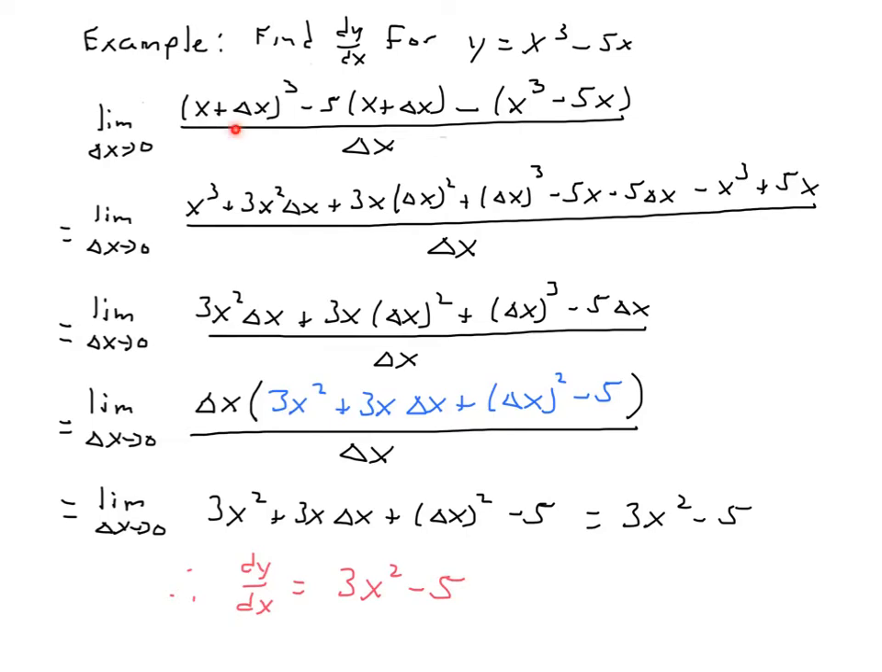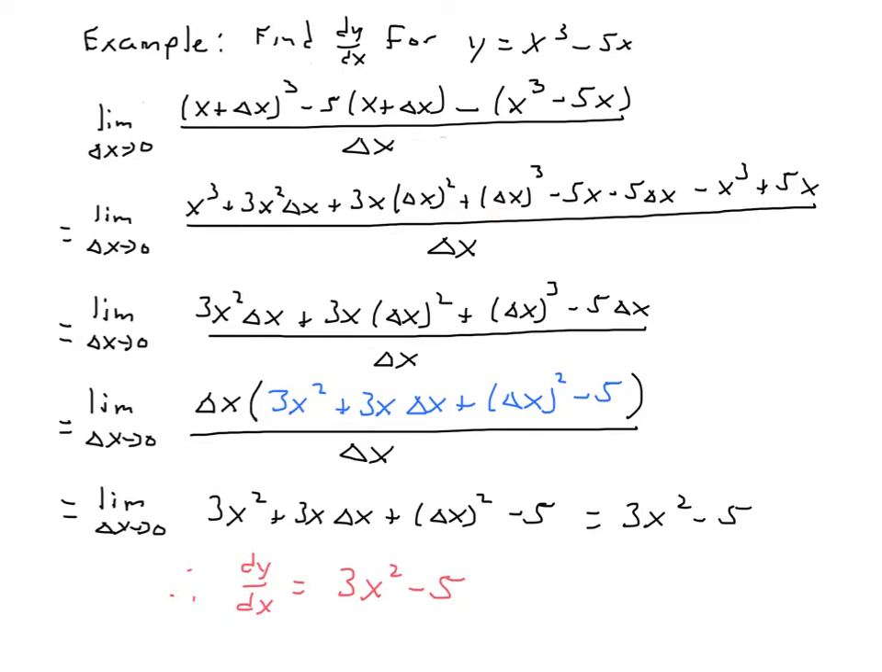With the x plus delta x, that thing to the third power, I have two options. I can remember to go and take x plus delta x times x plus delta x times x plus delta x, or we can work with the binomial theorem or Pascal's triangle, and we find that when I take x plus delta x to the third power and I multiply that out, I will get x cubed plus 3x squared delta x plus 3x times delta x squared plus delta x cubed.